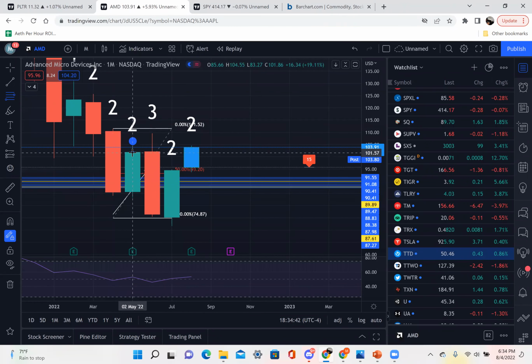Look how this one broke over it, held it, came back, tested it, came back down lower. This one, boom, broke it, held over it. Like this one didn't go back lower. Next candle, boom, reversal. 3, 2, 2, reversal.